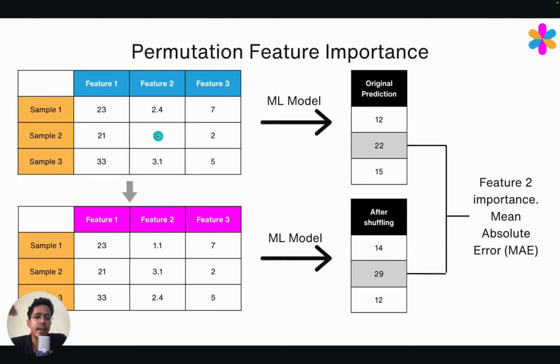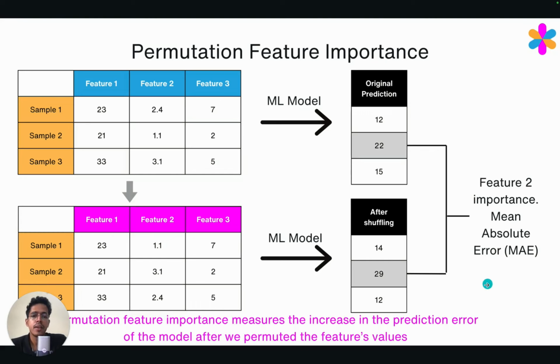We can create several permutations of these feature shufflings. We can do the same thing for feature 1 and feature 3, and based on the outcome that is generated, we can get a quantitative estimate of how important feature 1, feature 2 and feature 3 are. So this is what is called permutation feature importance. That's what is written here.